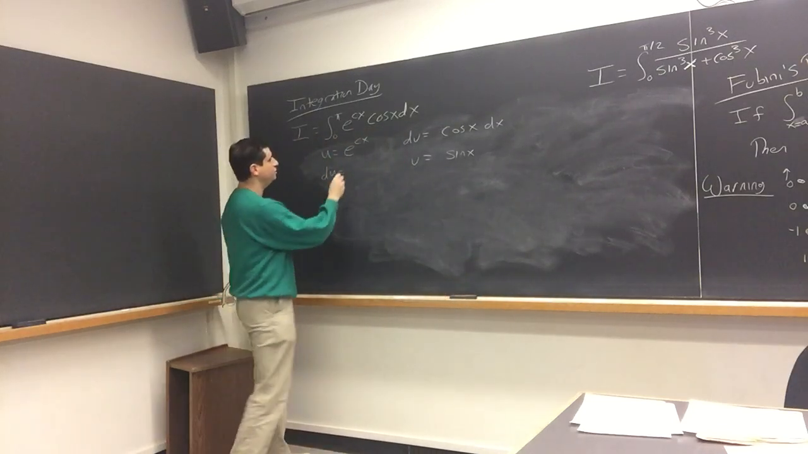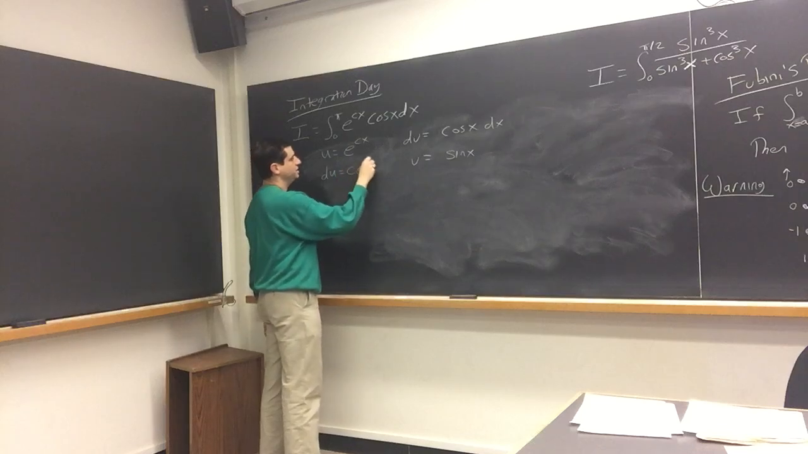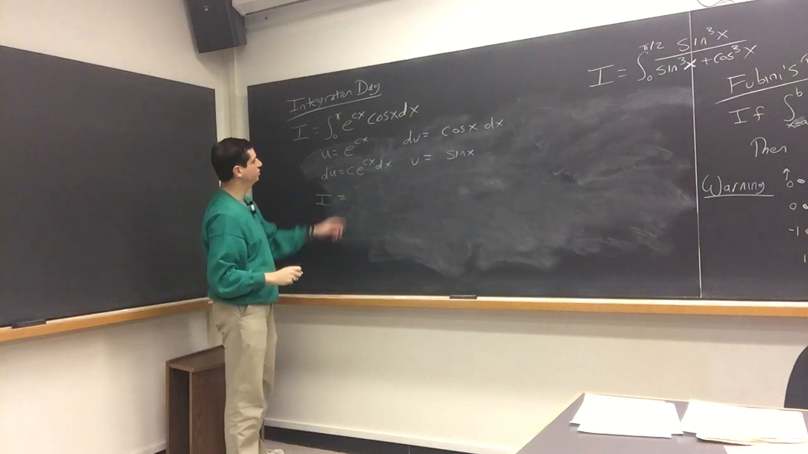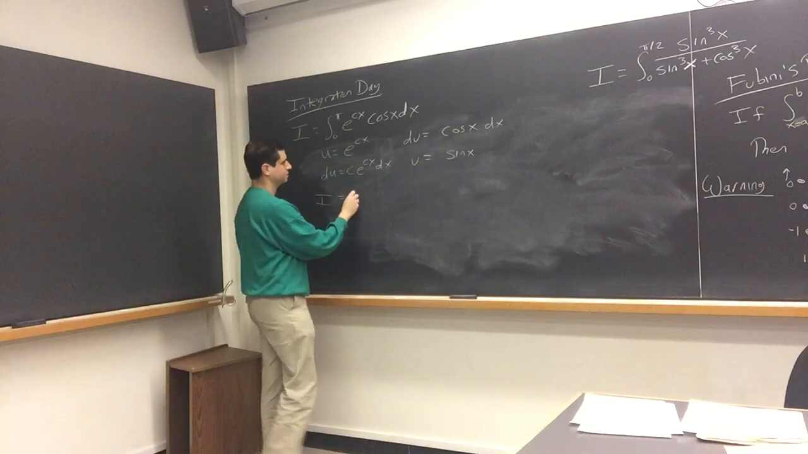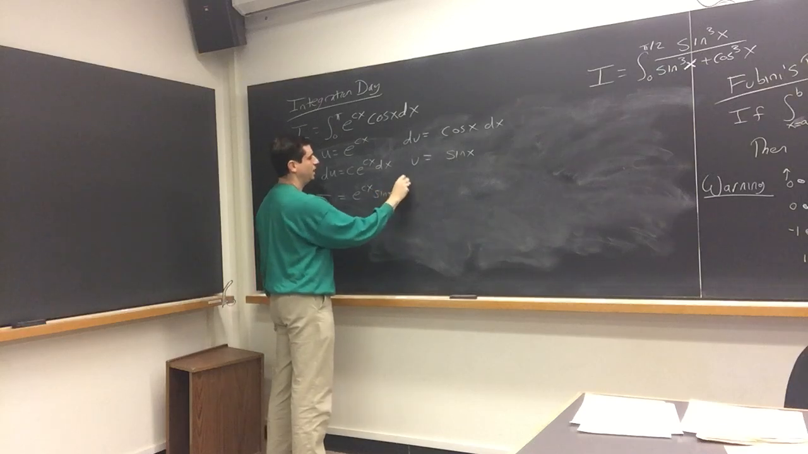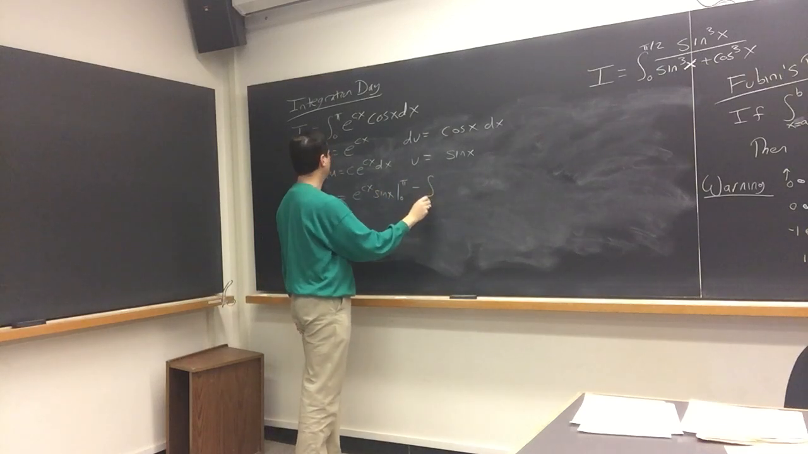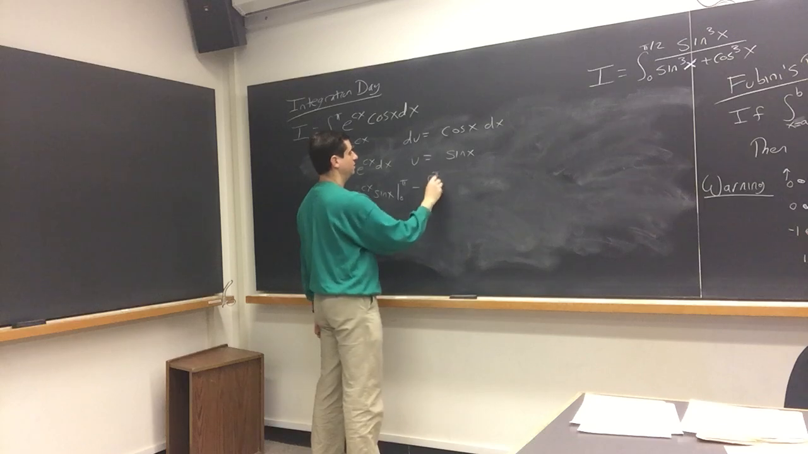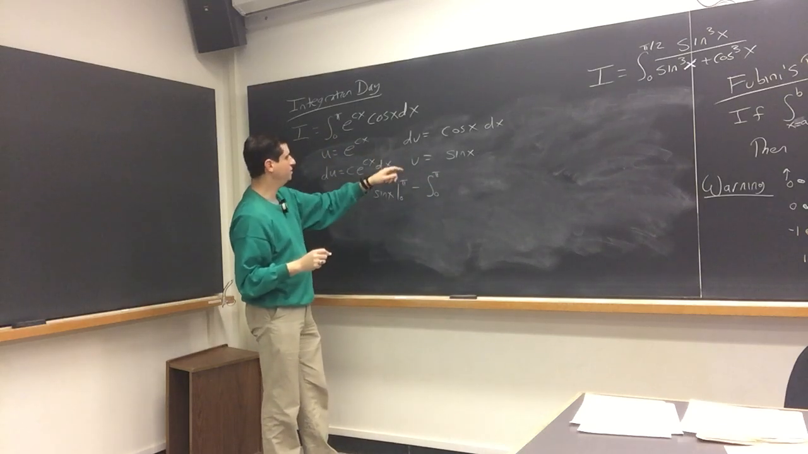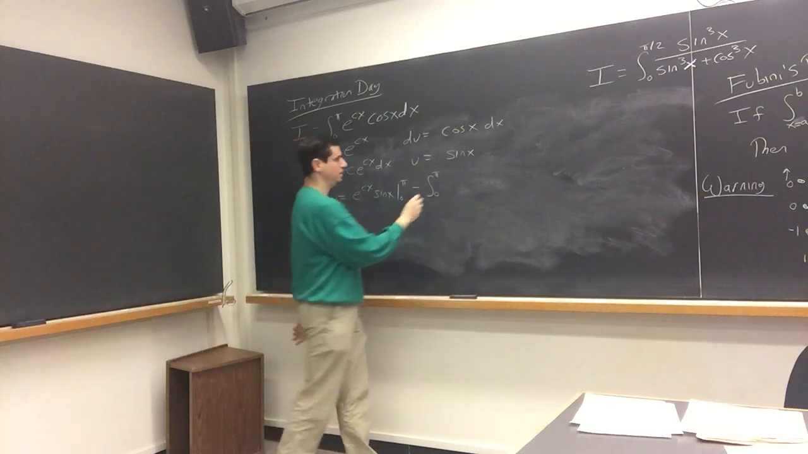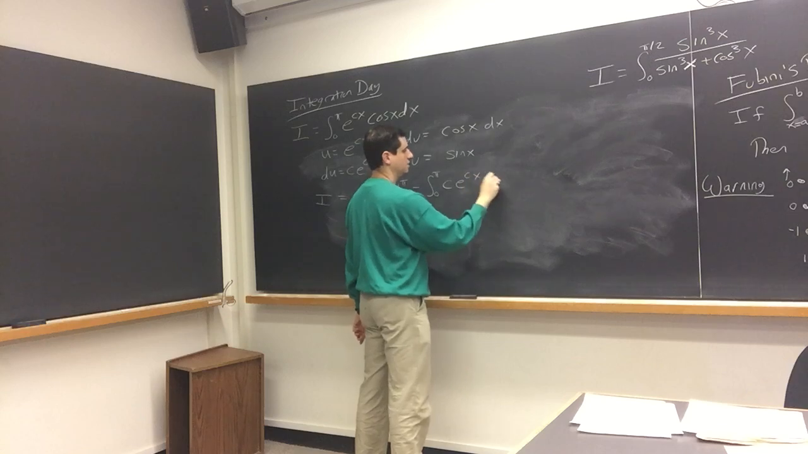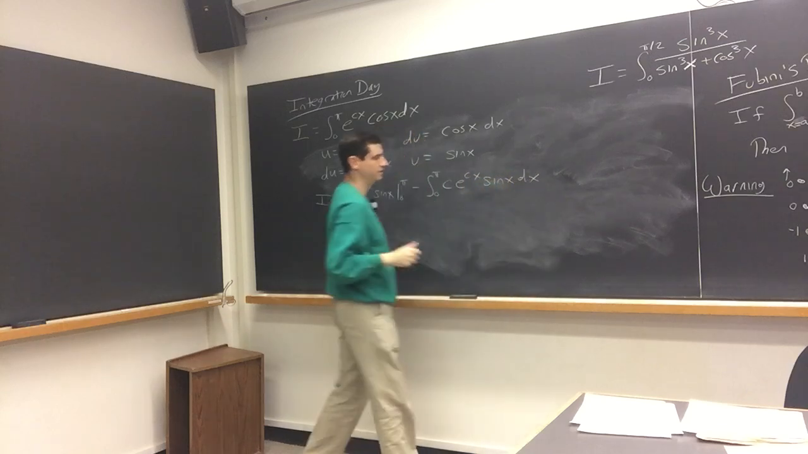U is e to the cx, du is going to be c e to the cx dx. And so we then get I is equal to e to the cx sine of x at 0 and pi, minus the integral from 0 to pi, I'm sorry, right, of, okay, it's uv minus v du. So it'll be c e to the cx sine of x dx. Have I made any mistakes?